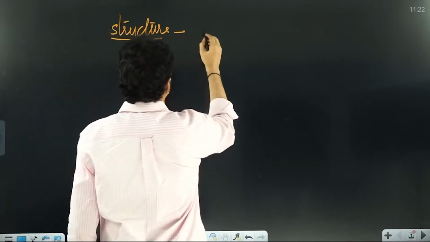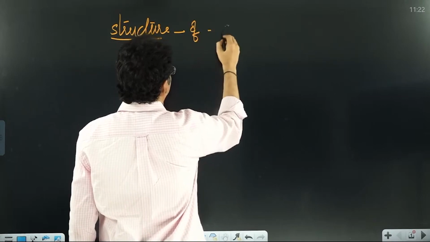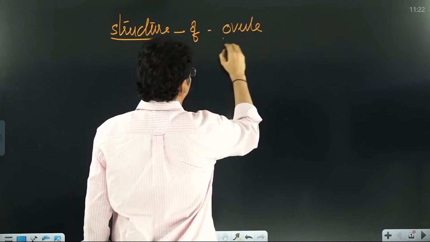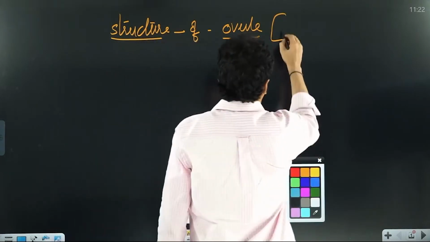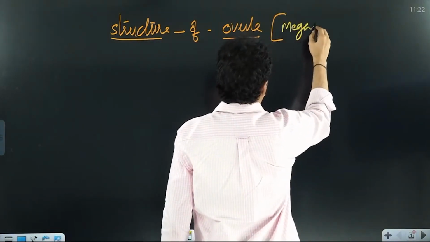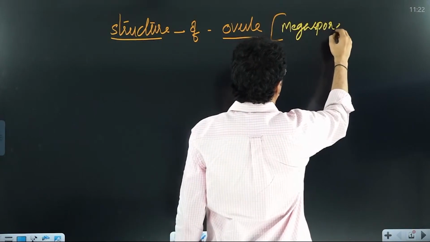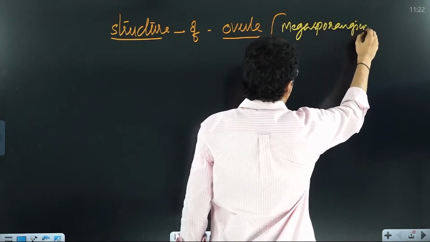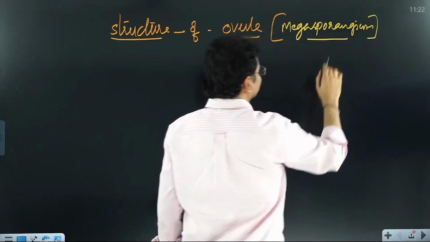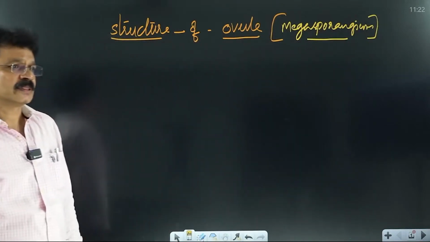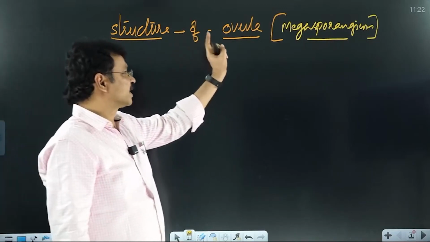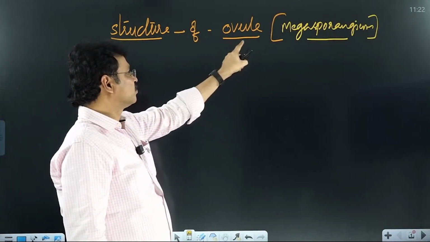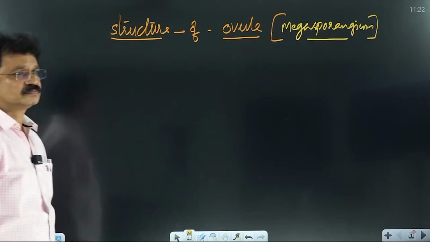The small subtopic is the structure of ovule. Another technical name of the ovule is megasporangium. The technical name of the pollen chamber, or pollen sac, is the microsporangium, but the technical name of the ovule is the megasporangium.